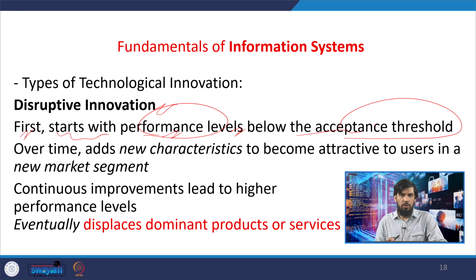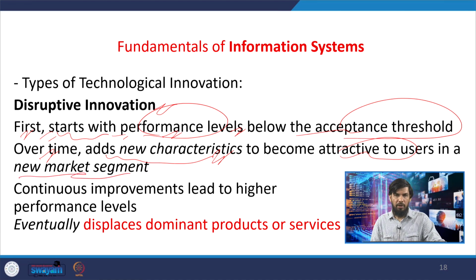So the high end market segment or medium market segment might not be willing to buy that particular innovation, because performance levels are below the acceptance threshold. So first, this disruptive innovation will actually start with lower performance levels than accepted. Then over time new characteristics might get added, and these new characteristics might suddenly become too attractive to another segment of users, which might be more innovative, or maybe it is a new market segment that got attracted to the new characteristics, right.